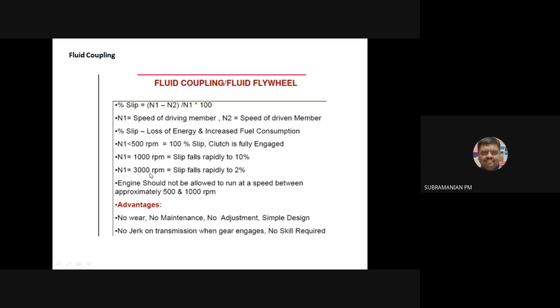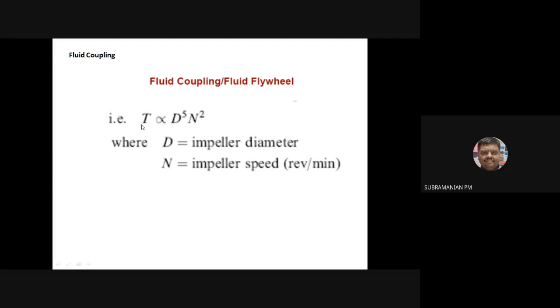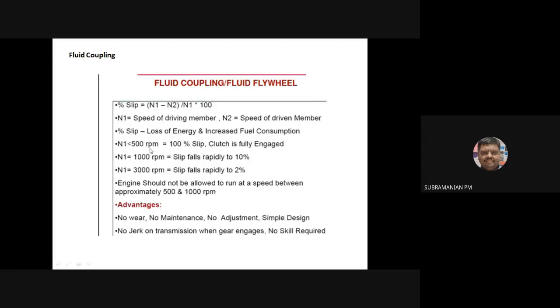I told you, my speed dictates torque. When speed is low, say 500 rpm, my percentage slip will be more. You can see 100%: when I operate the engine at 500 rpm, my percentage slip is 100%. My turbine is not rotating by itself, and the impeller is rotating. When I increase the speed to 1000 rpm, my slip falls to 10%. Now my turbine speed increases, and the ratio of the difference between turbine and impeller speed, the slip, is 10%. So somewhat it is effective, but 10% of my power is getting wasted.